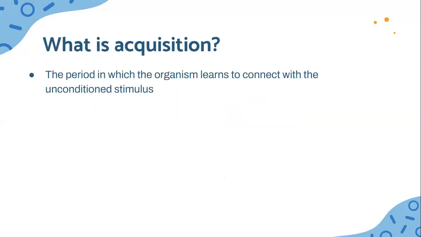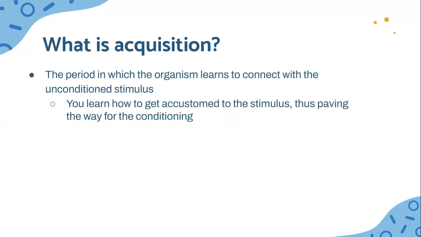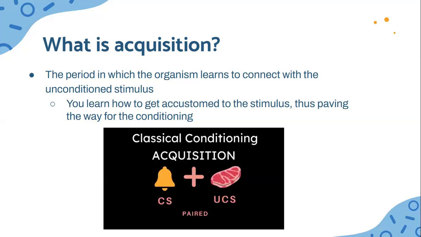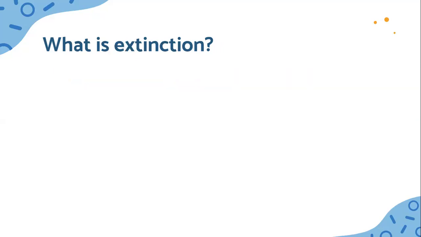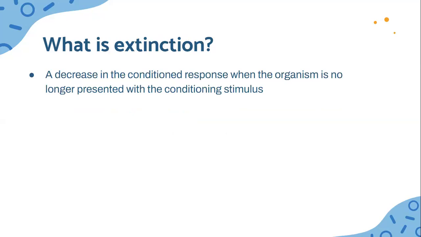Acquisition is a period in which the organism learns how to connect with the unconditioned stimulus. So you learn how to get accustomed to it, paving the way for the conditioning. So the CS plus UCS are paired. Extinction is a decrease in the conditioned response in which the organism is no longer presented with the conditioning stimulus.